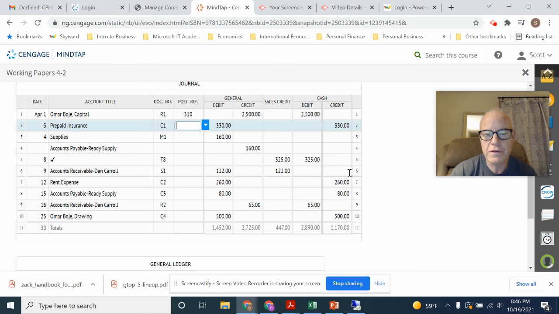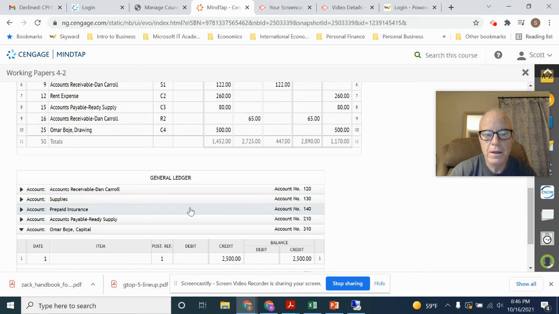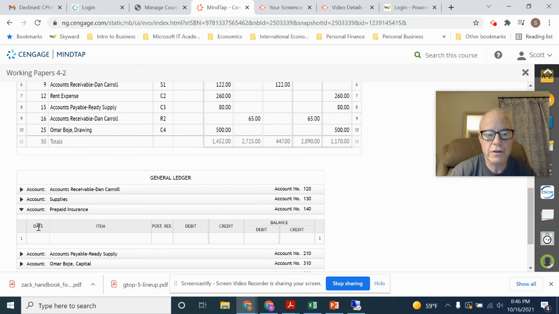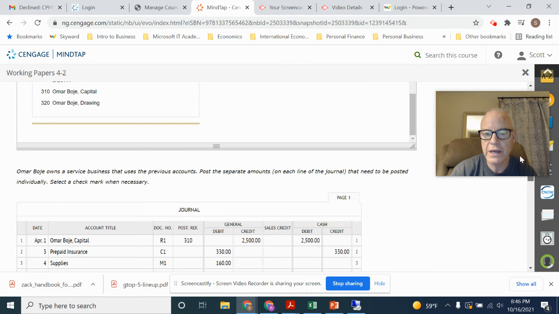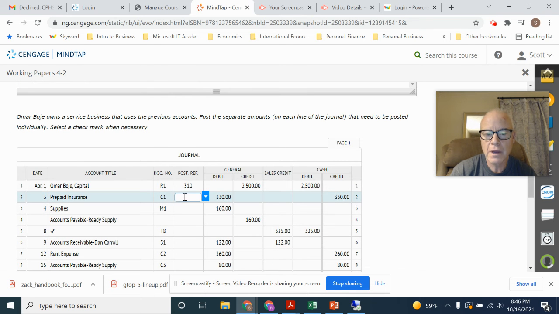Prepaid insurance, $330 on April 3rd. Prepaid insurance, put in the date, the 3rd. Journal page 1, $330. New balance, $330. Account number 140.